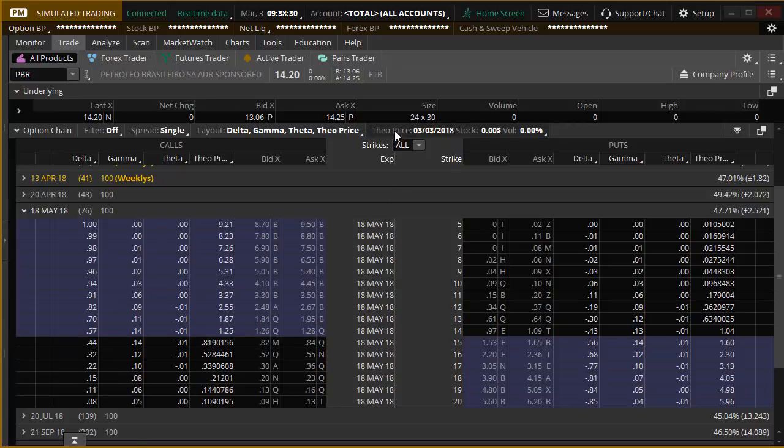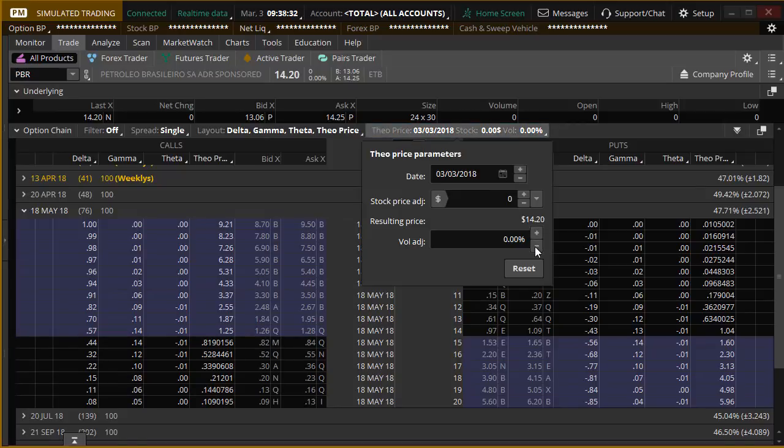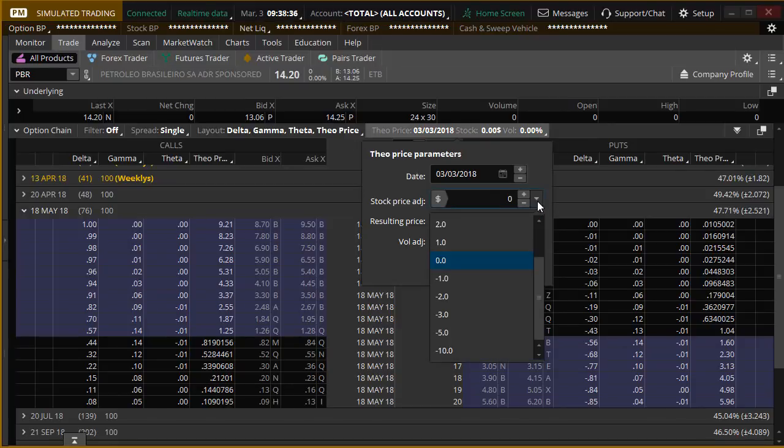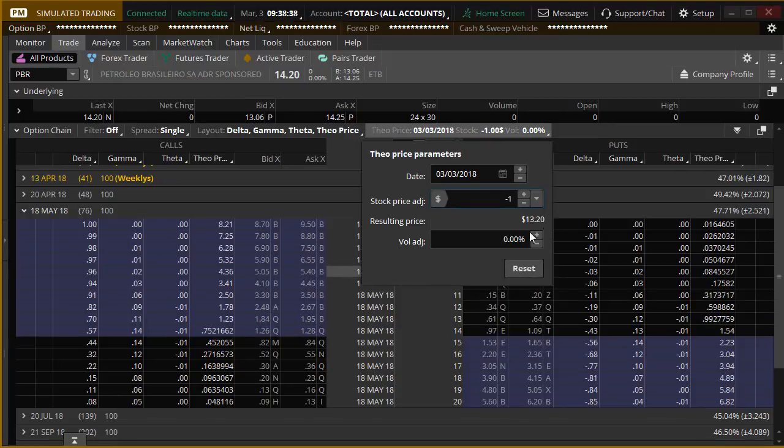So on the theoretical value, all I have to do is move the price down to 13.50. I hate the way this thing works. It's really, really slow to move this around. But I'm going to move this to 13.50. There we go. We're at 13.50.